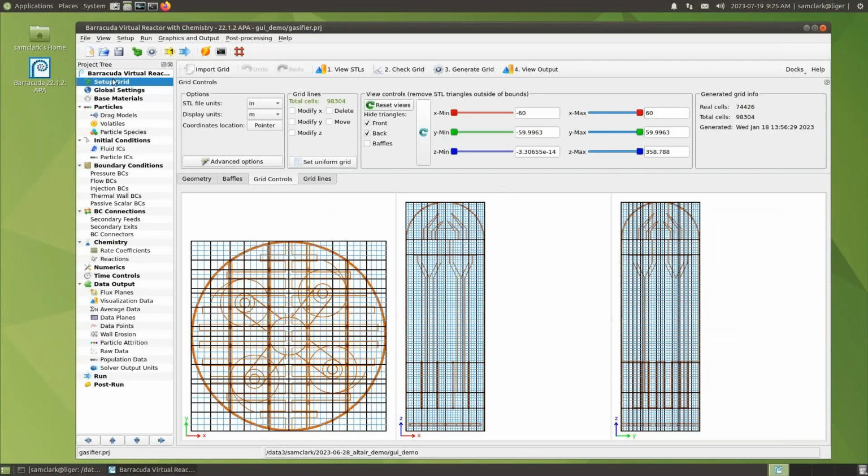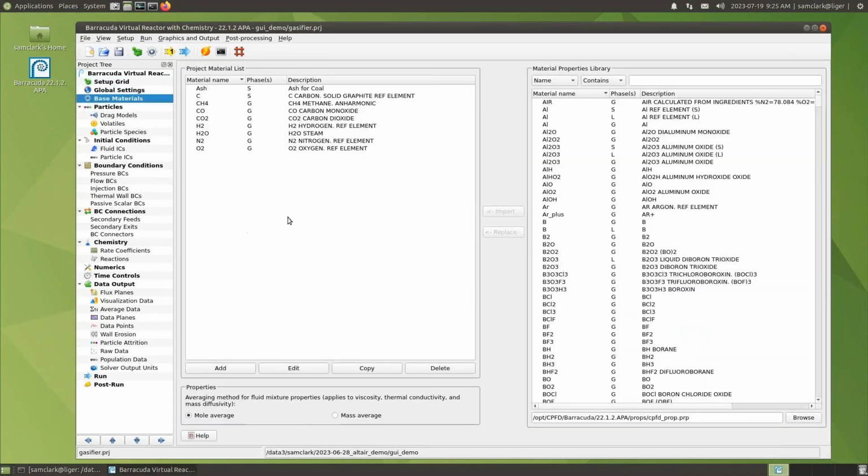If we keep looking down this project tree, the way that the Barracuda GUI is designed is there's this tree on the left, and if you work from the top to the bottom, you should have a completely defined project by the time you get to the run page. We'll go down a little bit. Let's look at base materials.